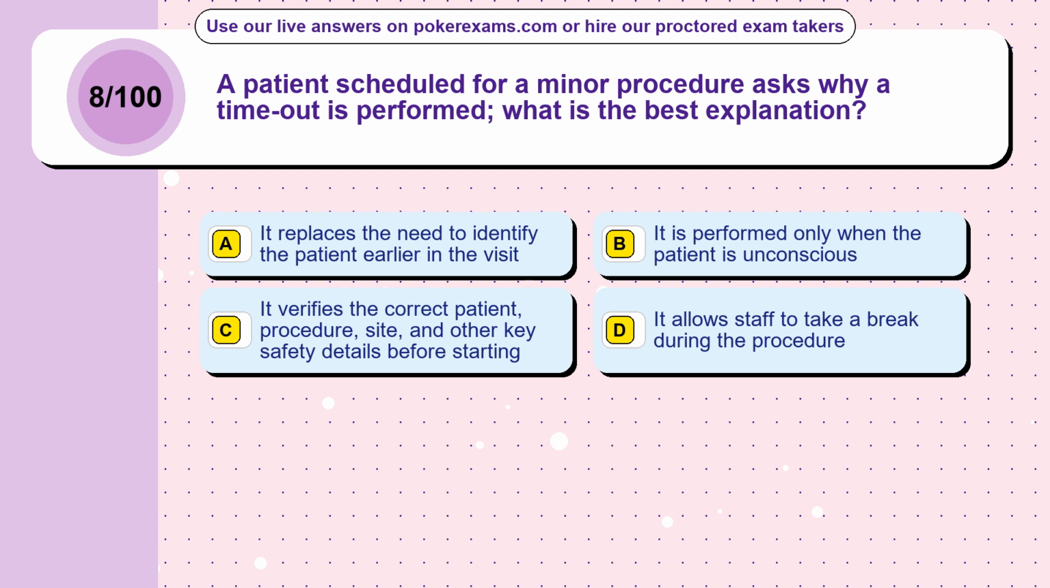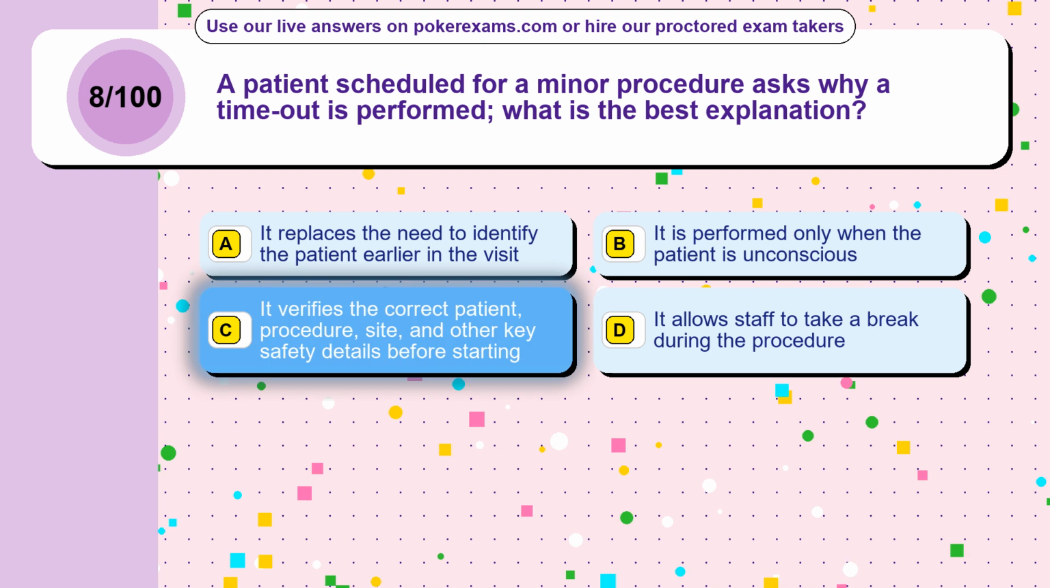Option D. It allows staff to take a break during the procedure. The correct answer is option C. It verifies the correct patient, procedure, site, and other key safety details before starting.